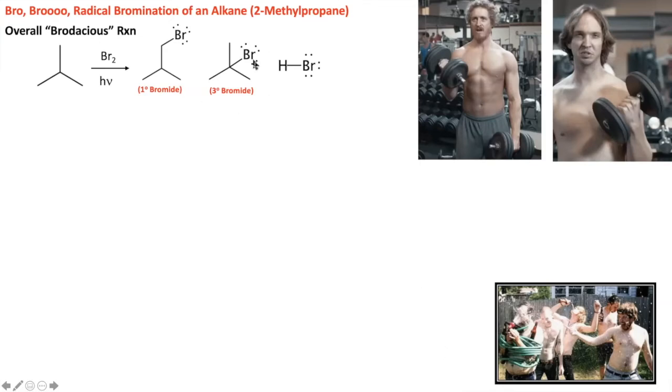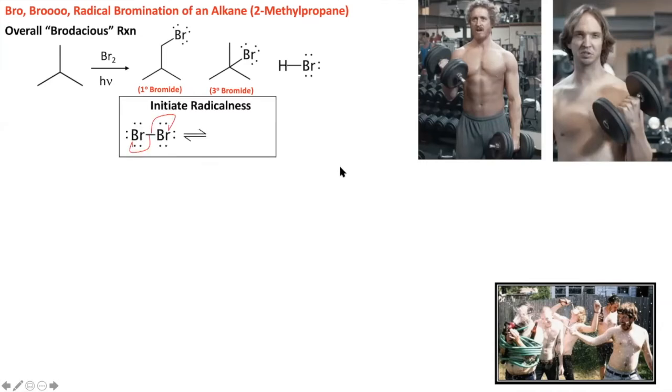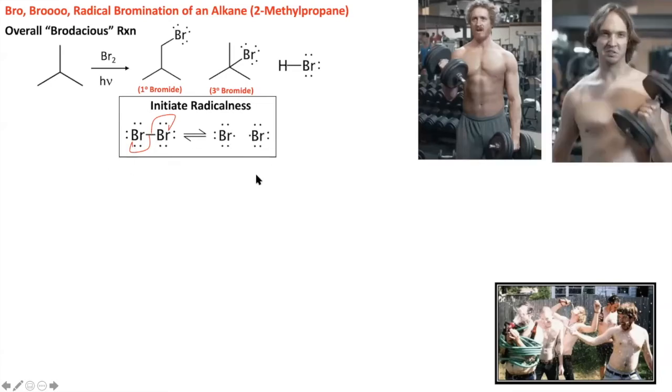Yeah, we make more of the tertiary because it's faster to form that radical. It's 1700 times faster to form this tertiary radical than the primary radical, and that tertiary radical leads to the tertiary bromide. Okay, so let's look at the mechanism real quick. Initiation: the 2 electrons in that single bond break apart and make our radicals. Now we have 2 bromine radicals.